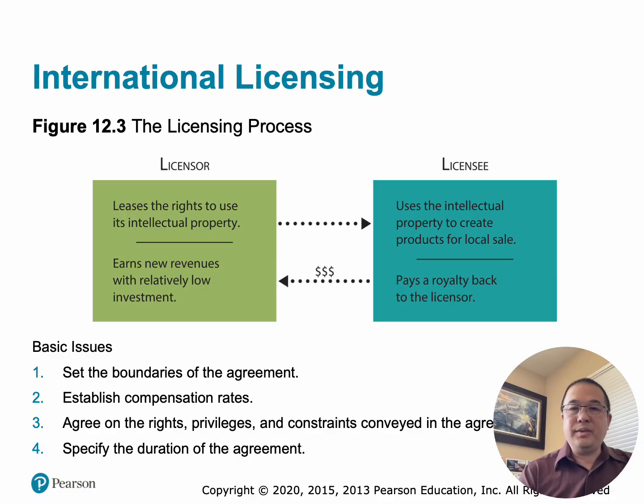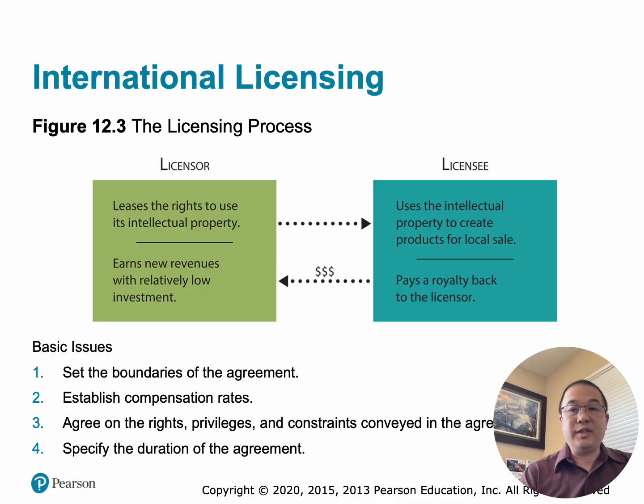There are basic issues in a licensing agreement. The slide lists 4 important issues. Number 1, it should set the boundaries of the agreement. So it should define the geographic territory, products covered, markets covered. An example would be the license is valid only in Japan.